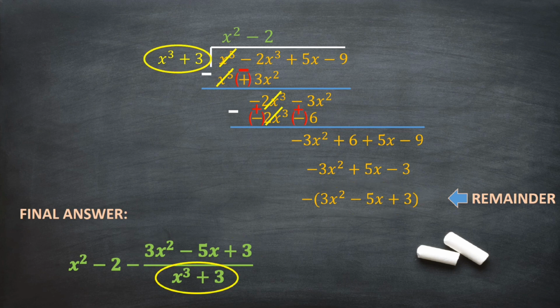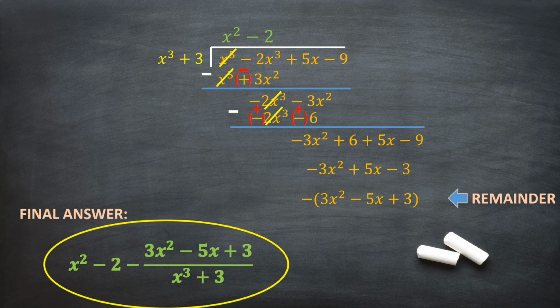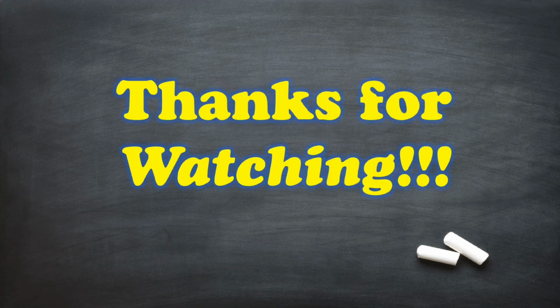So this means that x to the power of 5 minus 2x cubed plus 5x minus 9, divided by x cubed plus 3, is equal to x squared minus 2 minus 3x squared minus 5x plus 3 over x cubed plus 3. So that's all for long division.